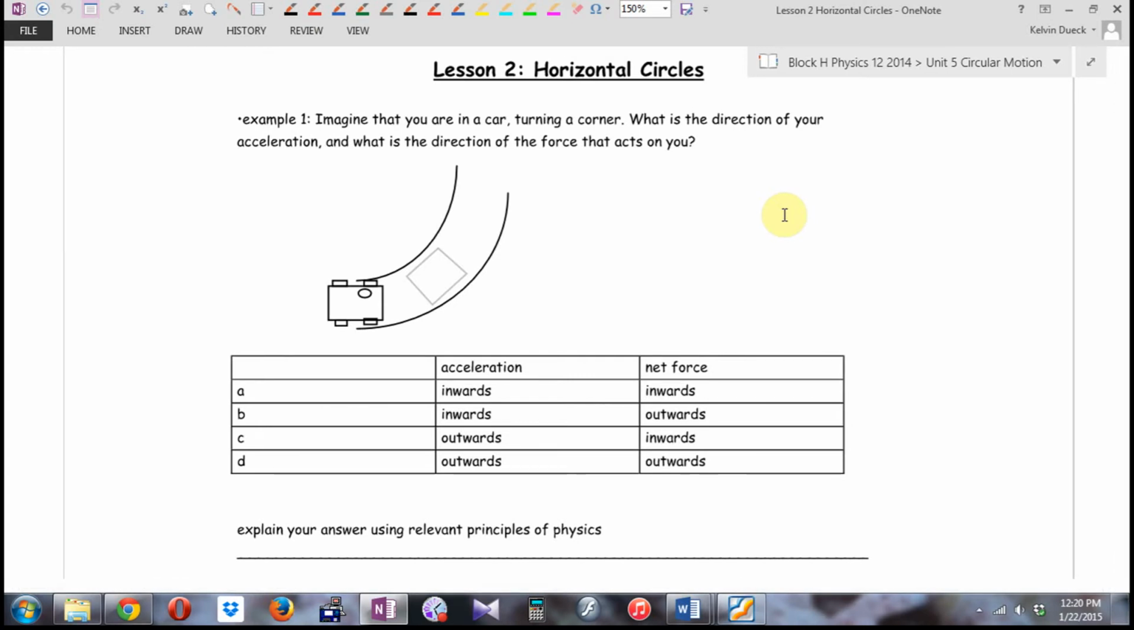Imagine that you're in a car turning a corner. What direction is your acceleration? That's the first question. And what direction is the force that acts upon you? Now, hopefully, you've seen enough of these chart questions on your tests that you've clued in. You go like this, and you cross out C and D. Go down one column at a time. I never try and look at all my answers.